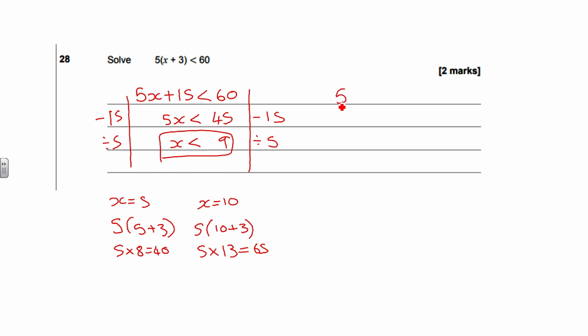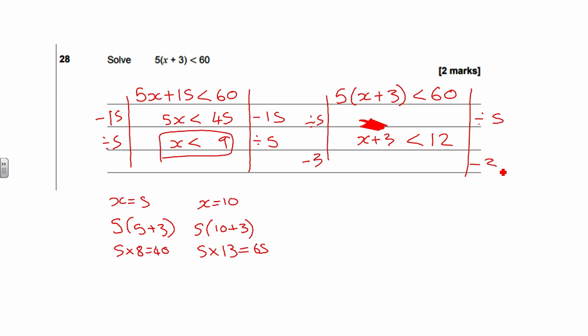Note that you could have done this without multiplying out brackets, because 60 does divide by 5 quite nicely. So we could say the first step is to divide by 5 on both sides. Dividing by 5 just leaves you with the x plus 3. And then 60 divided by 5 is 12. Then take 3 off both sides to get x is less than 9.